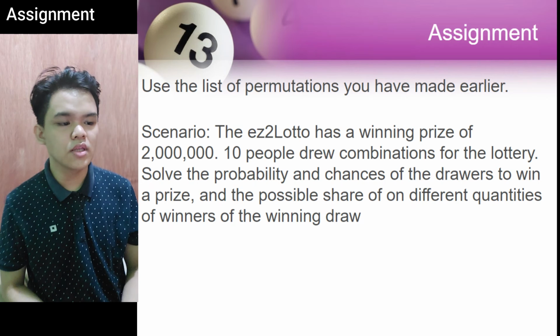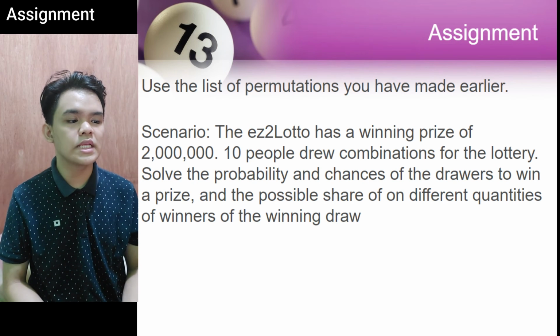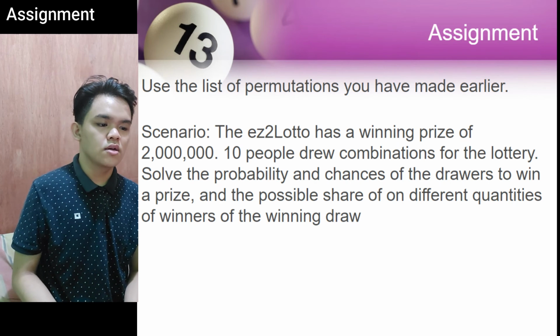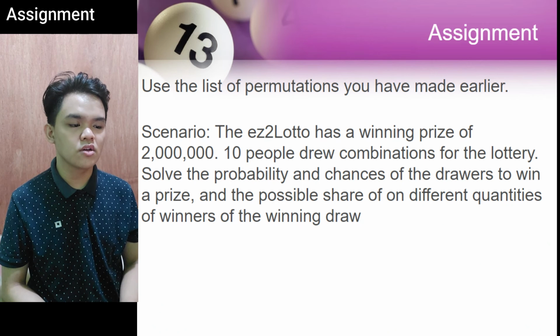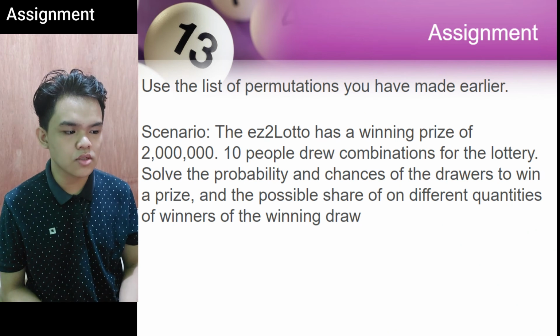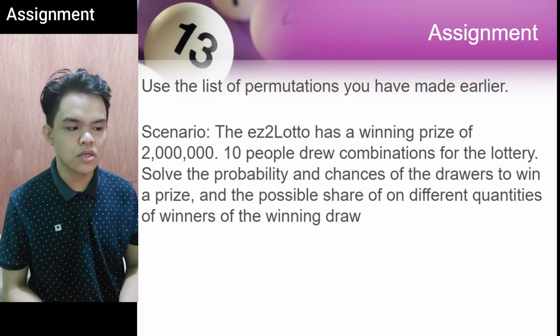Now for the assignment, it will be connected to the list of permutations they made earlier regarding the Easy to Lotto with a roster of 1 to 31. The students will be given a scenario that the Easy to Lotto has a winning prize of 2 million pesos and 10 people who drew combinations for the lottery.